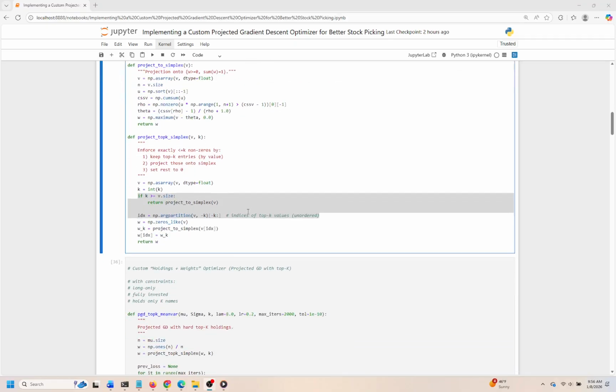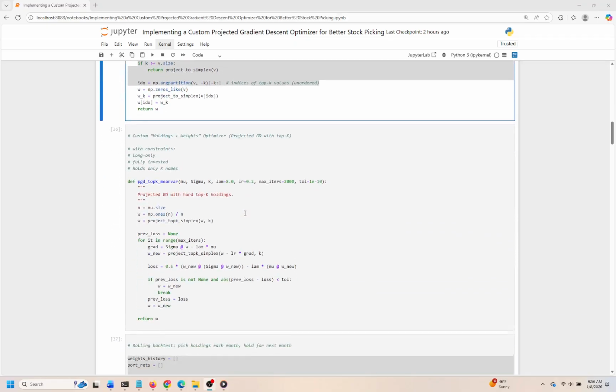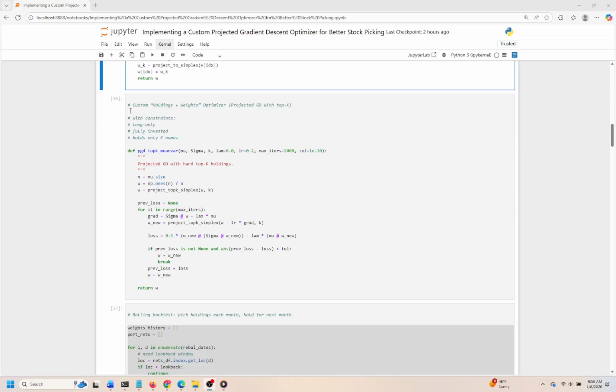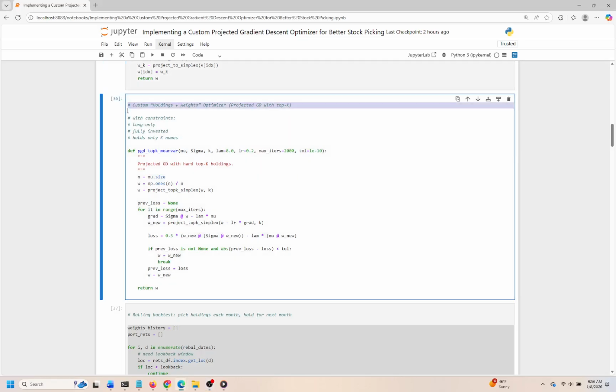Cell 5. This section of the notebook introduces a custom optimizer designed to manage a portfolio with specific constraints, focusing on the top K holdings. The projected gradient descent with top K method not only helps ensure that the portfolio remains long-only and fully invested, but also limits the number of assets to a manageable handful, making it particularly useful for investors who want to maintain a concentrated strategy.